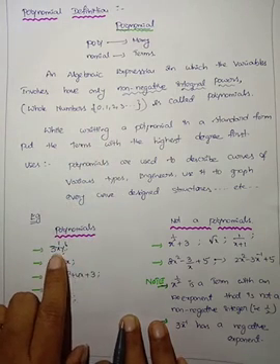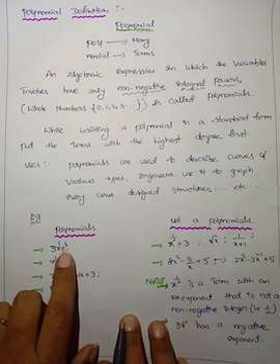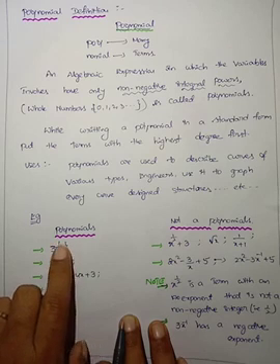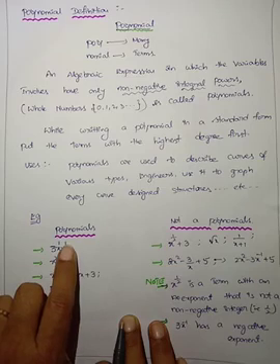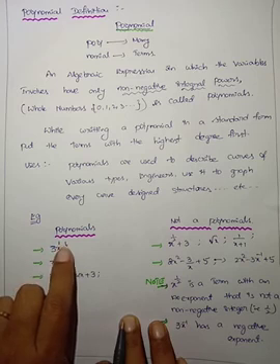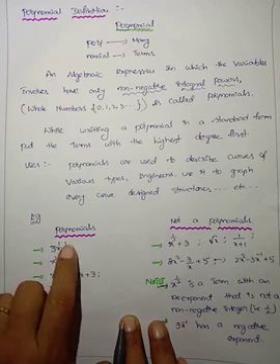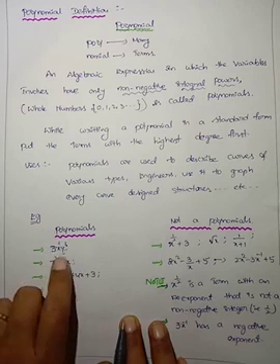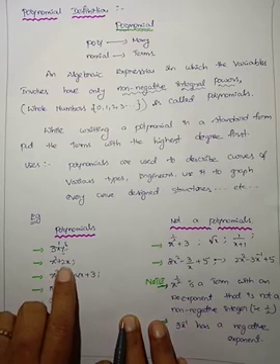Now let's take some examples. 3xy is an algebraic expression. 3 is a constant, and x and y are variables. The power of x is 1, and the power of y is 1. Is 1 a whole number? Yes. So the variables have non-negative integral powers, and 3xy is a polynomial.